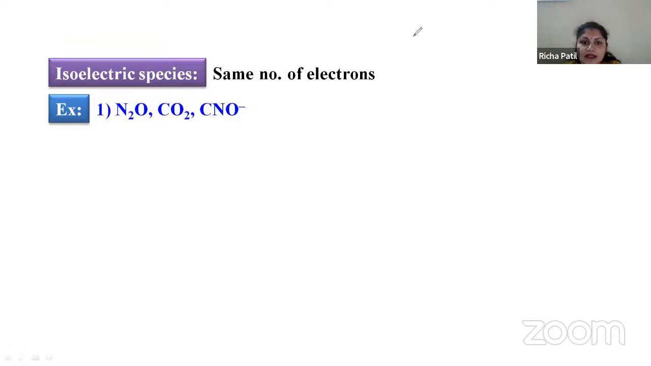Now here, what is the atomic number of nitrogen? It is 7, oxygen is 8, and carbon is 6. So we'll solve here. For N2O, 2 nitrogens into 7 plus oxygen is 8. How many electrons? 22 electrons. Then for CO2, carbon is 6 plus oxygen is 8, 8 into 2. So this is also 22 electrons.